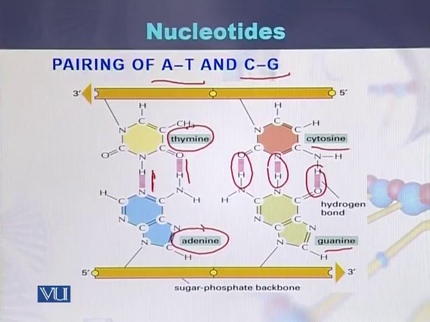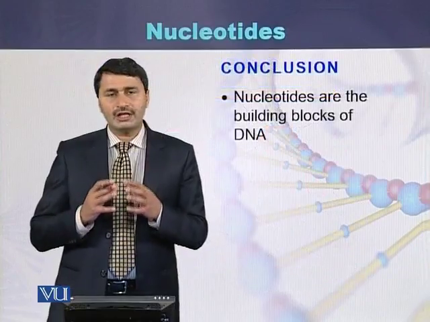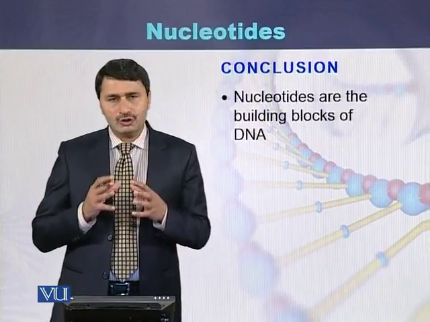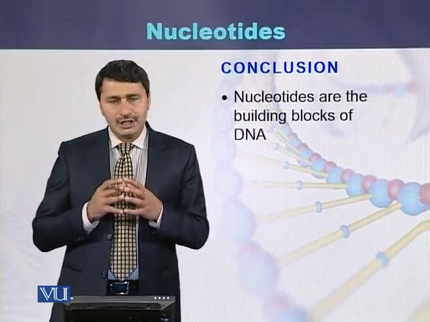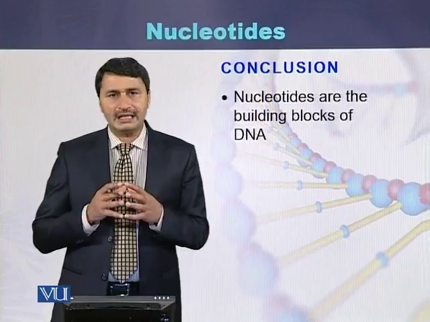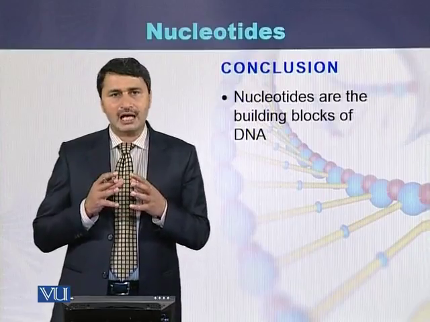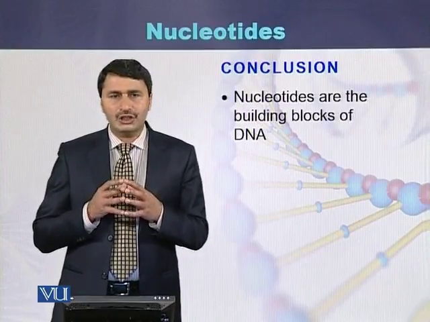In case of adenine and thymine, there are 2 hydrogen bonds, while in case of cytosine and guanine, there are 3 hydrogen bonds. We can conclude that nucleotides are the building blocks of DNA, and nucleotides are composed of 3 components.